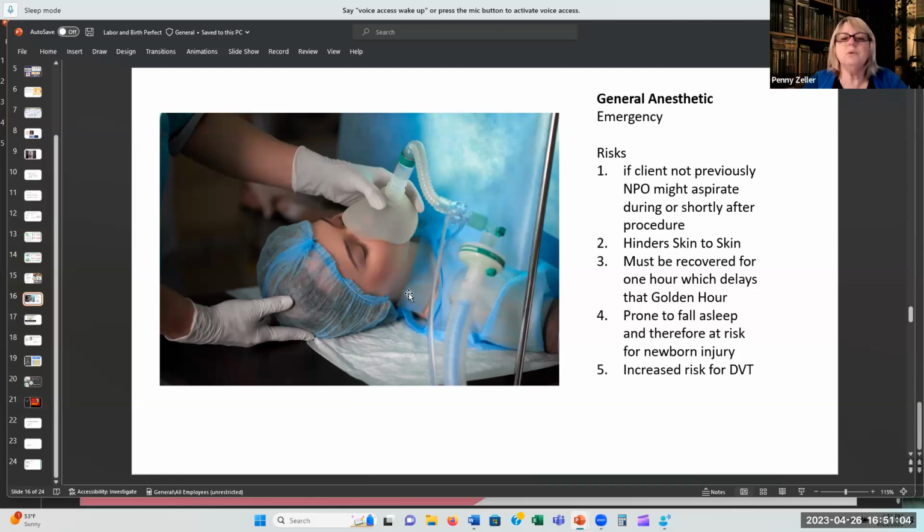We have to really be careful with these cases of general anesthesia, because they could be in their room. They've been through recovery for an hour and then they come back to the room. And if we leave mom in the room with a baby, she might doze off, and she might roll over on her baby, or the baby might be dropped. There are some injuries that can occur. So we have to be very careful with that.